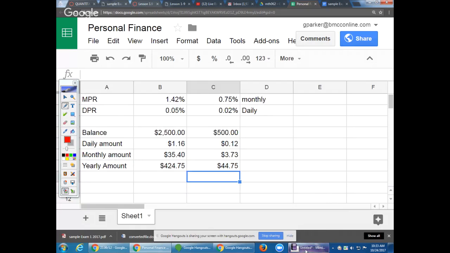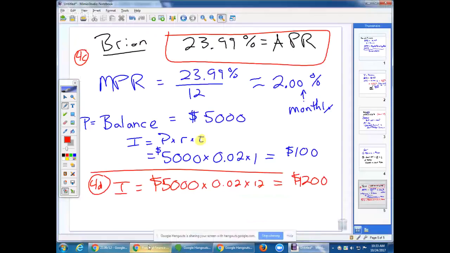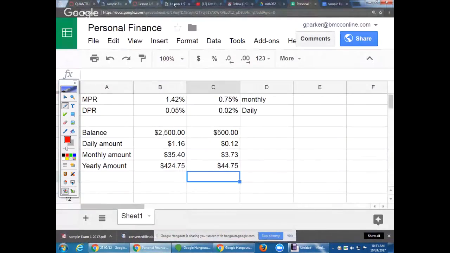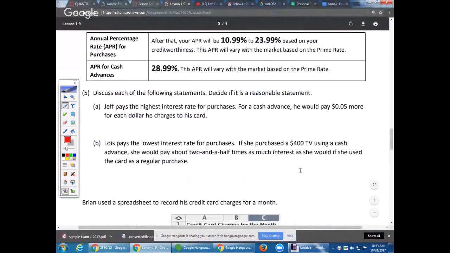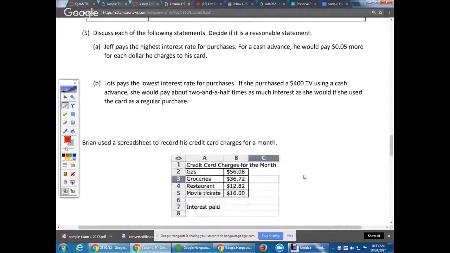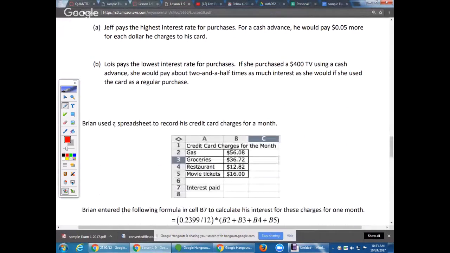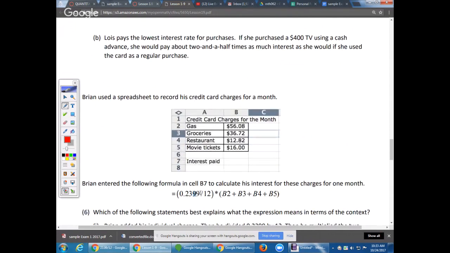All right, let's get back to the worksheet. We're going to skip on down here to: Brian used a spreadsheet to record his credit card charges for the month. Brian is the guy who had bad credit, and so that means he's stuck with the 23.99%, which as a decimal is 0.2399. So what this spreadsheet says is, notice the parentheses around everything here. It says calculate the monthly percentage rate, right? Take the yearly rate, divide by 12.